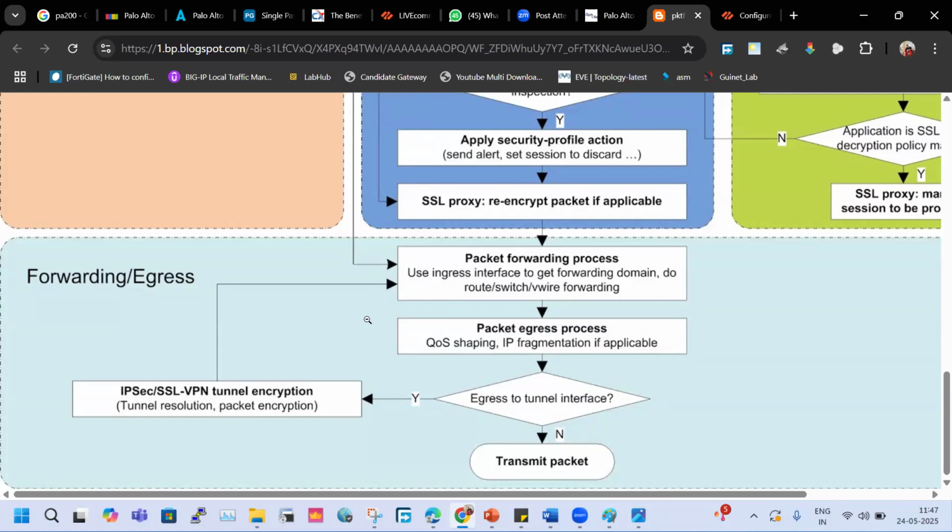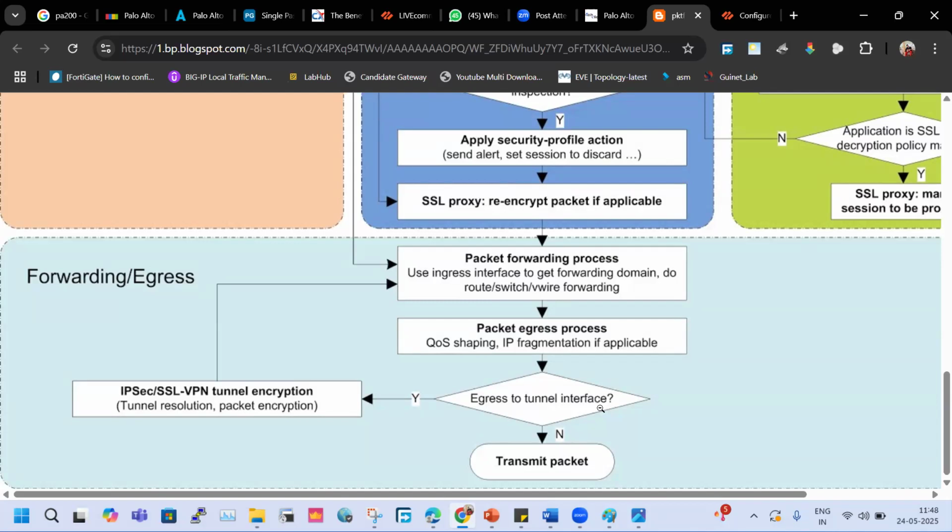Rohit bhai, could you please elaborate after the packet egress process? Yes, after IP fragmentation, it will try to find whether the traffic is your encrypted traffic or not, right? Whether it is your IPsec traffic or your SSL traffic or not. If it is encrypted traffic, like you are establishing communication between your two IPsec sites, then it will re-encrypt your packet. It will encrypt your packet with IPsec or SSL.